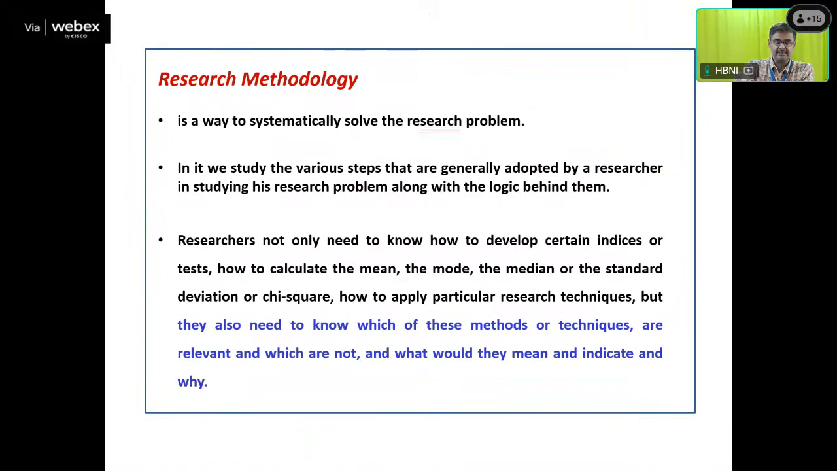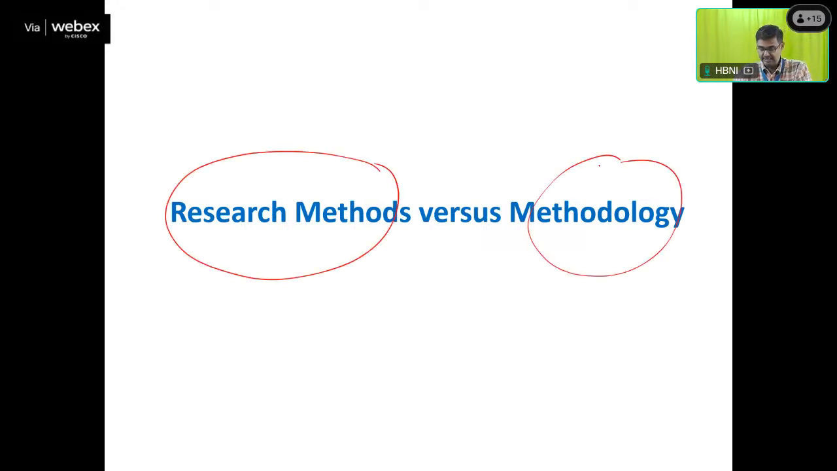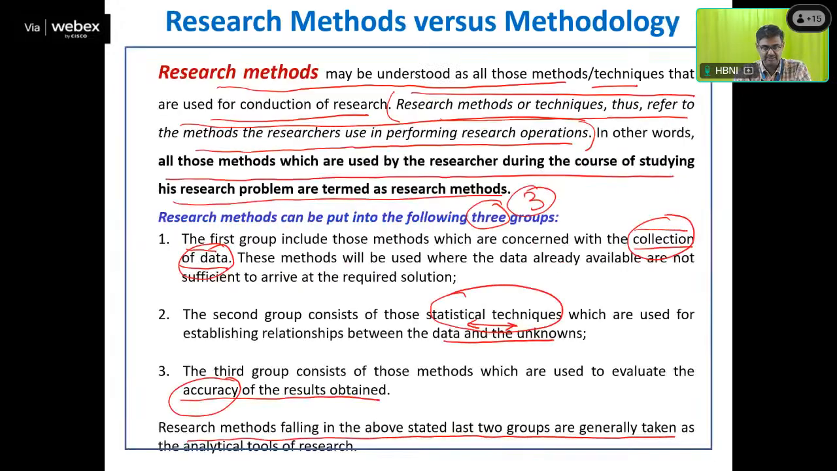Now we come to, what is research methodology? At first, it seems that research methods and methodology are all the same. It seems the same. But first we discuss what research method is: collection of data by using a technique, establishing a statistical technique which establishes a correlation between the data we have collected and the unknown, and then third, to evaluate the accuracy of the data obtained.